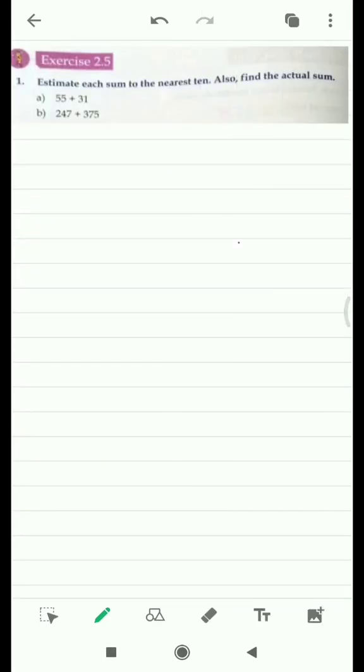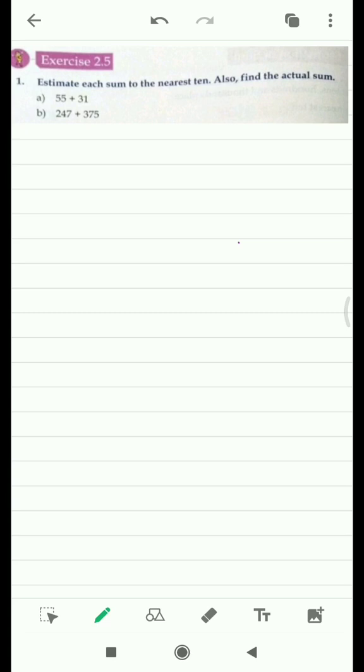Here is your exercise. Let's read what does the statement say. Estimate each sum to the nearest 10. Also find the actual sum. Now what you have to do is, estimate means first you have to round off the addends to nearest 10. Then you have to add them. First we'll find what to do.